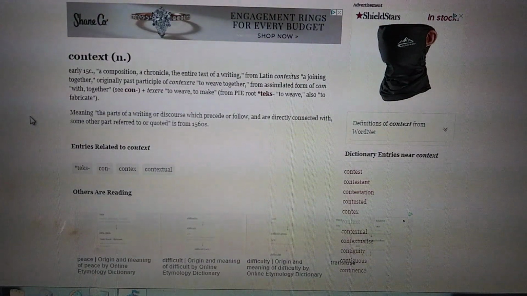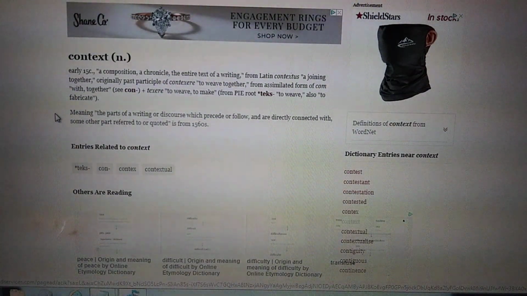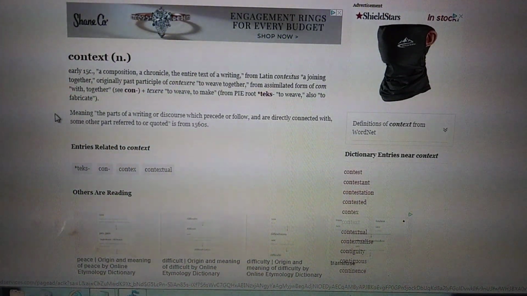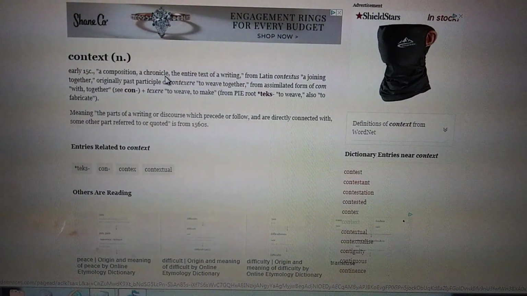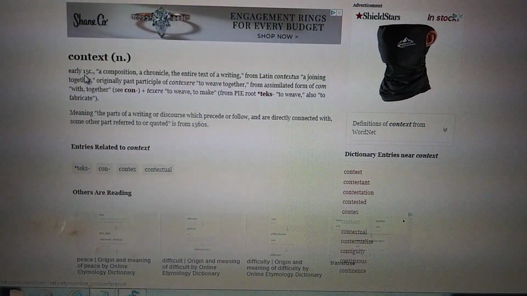Because we're talking context. Now, we're talking early 15th century, same time, right? Composition, a chronicle. Part of your histories is the Chronicles, right? First and Second Kings, First and Second Chronicles. You've got the entire text of a writing, okay?